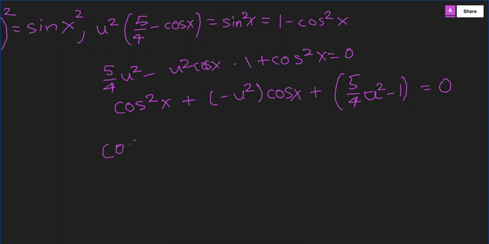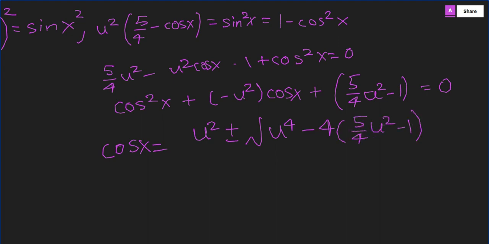So what this means is that we have cos x is equal to minus b plus or minus the root of b square minus 4ac. Since b is minus u square, it will be u to the power 4 minus 4ac. Since a is 1, we get 5 by 4 u square minus 1, all divided by 2a, since a is 1.